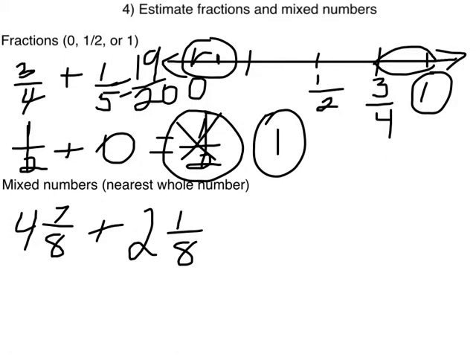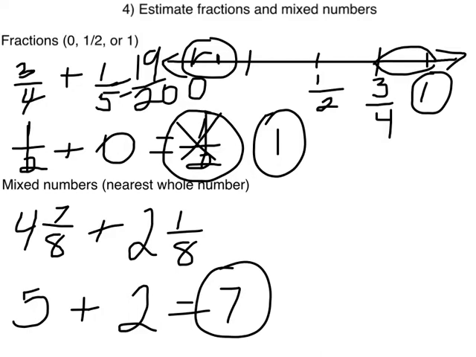Thinking about this same strategy with mixed numbers, you're going to round it or estimate it to the nearest whole number. So looking at 4 and 7/8, well, we have 7/8, which is 1 unit fraction away from 5, or the whole, so we're going to round that up to 5. And 2 and 1/8 is 1/8 away from 2, so that'd be estimated to 2. So when you're estimating with mixed numbers, you want to make sure you're estimating to the nearest whole number.